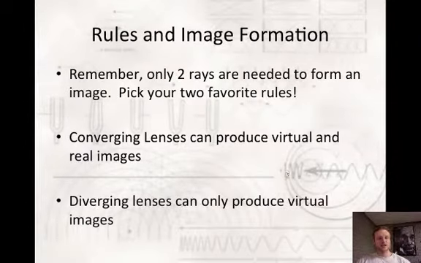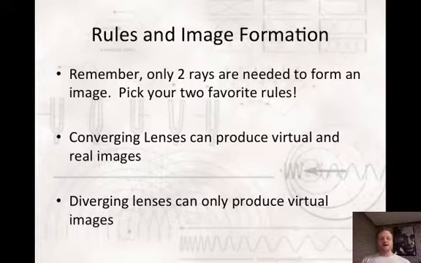Now, just some quick rules on image formation. Remember, only two rays are needed to form an image. So I gave you guys three rules. Pick your two favorites, and I would stick with those for both converging and diverging lenses. And then you'll be able to draw ray diagrams with relative ease.